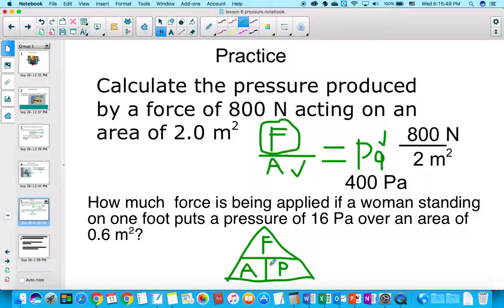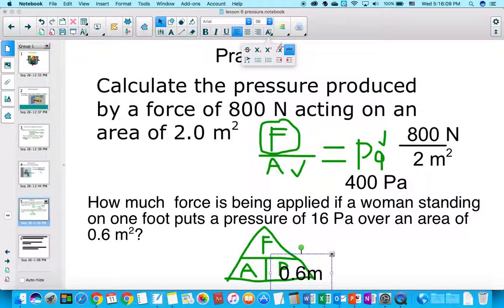And let's say we were looking for area. Well, then we would take our force and divide it by pressure. So in this scenario, we're looking for force, and we have area and pressure. So it's A times P. Well, what's our A? 0.6 meters, times 16.